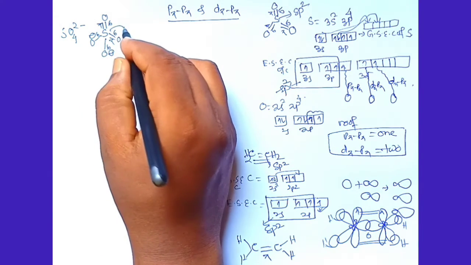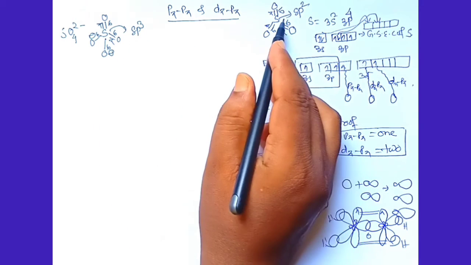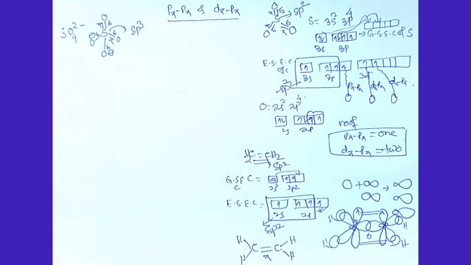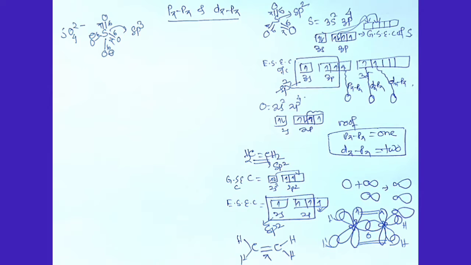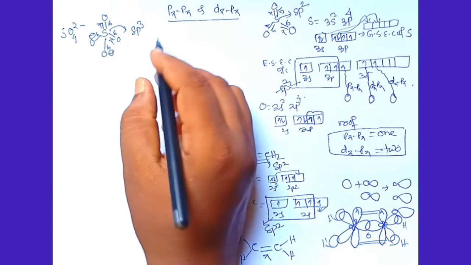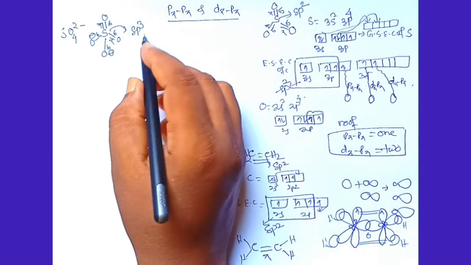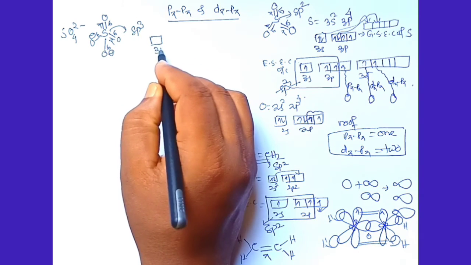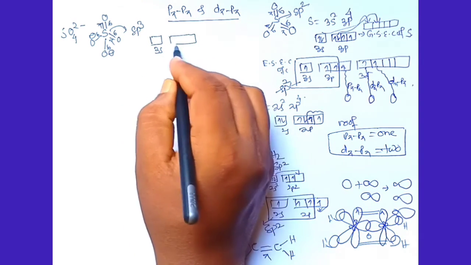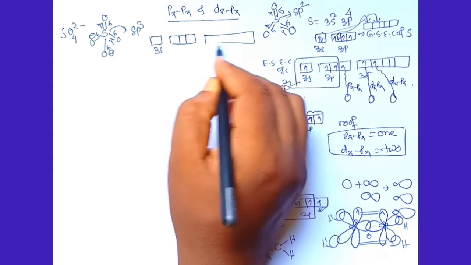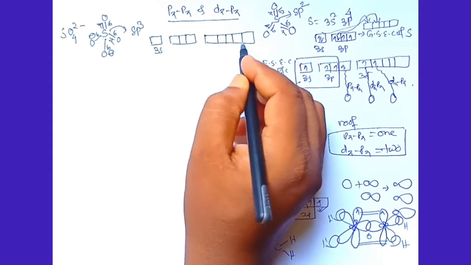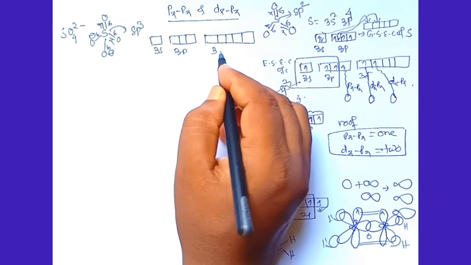Here sulfur has sp3 hybridization. We already know the tricks to find the hybridization of a given molecule. For details, you can visit my lectures about hybridization. So with sp3 hybridization, I will draw the excited state electronic configuration of sulfur here: 3s2 3p4, and the vacant 3d orbitals, 1 2 3 4 5.